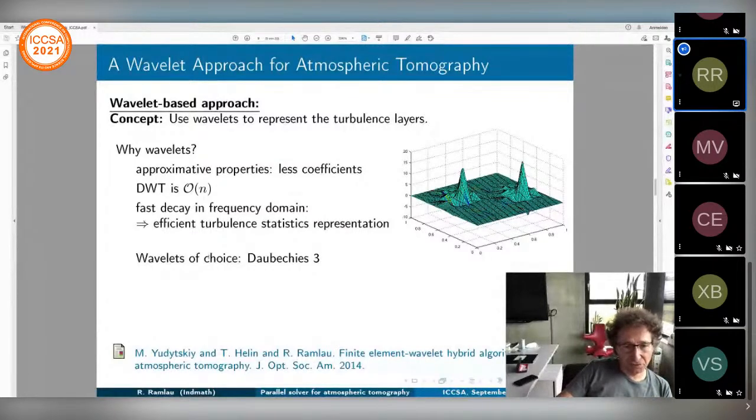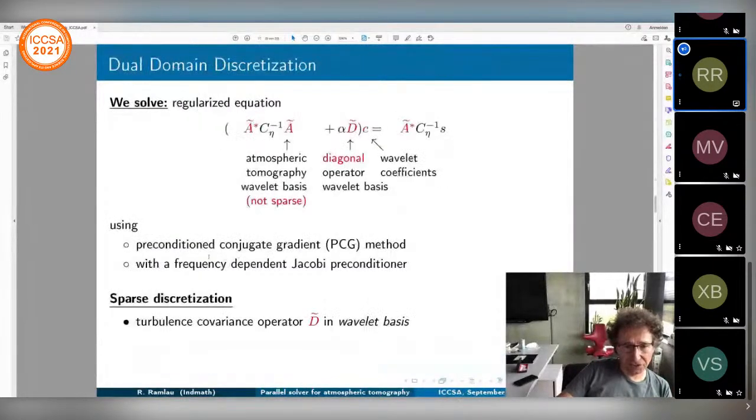We used WC3 for the computation, and what did we do? Everything here is now in a wavelet domain, so that's basically the Tikhonov equation that you have to solve in the wavelet domain. So this is the atmospheric tomography operator in a wavelet basis, which is unfortunately as a matrix not sparse, but the covariance matrix, the statistics, is a diagonal operator in a wavelet basis, which is nice. And you could solve that by using PCG. We actually also have a Jacobi preconditioner, but still, as this matrix A is not sparse, it's not really fast.